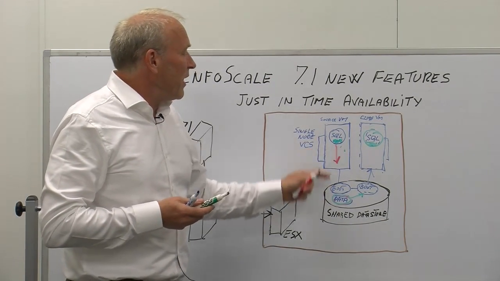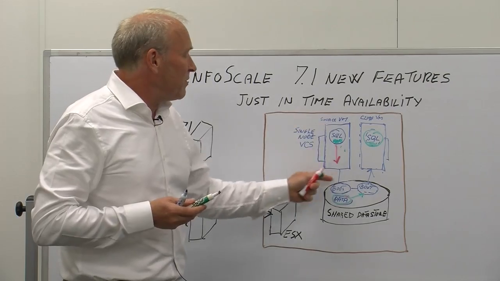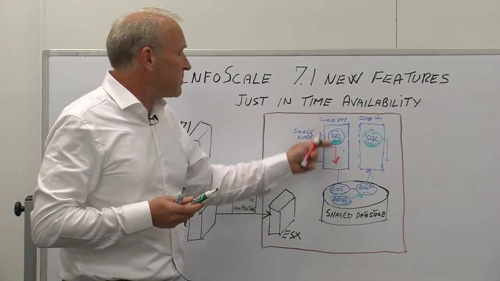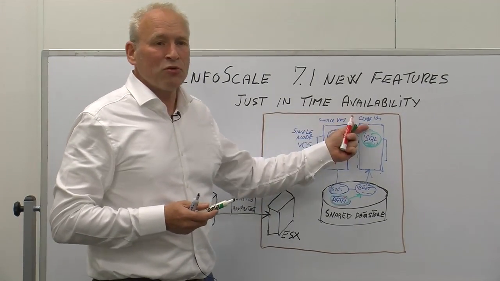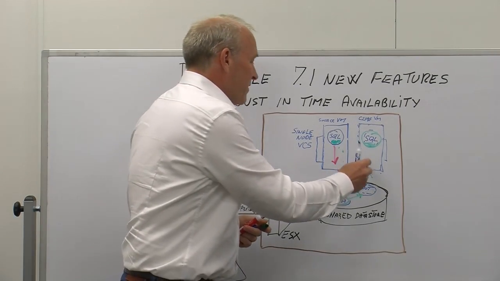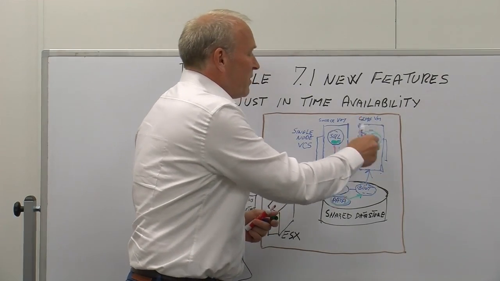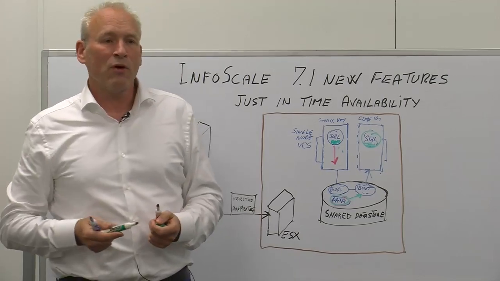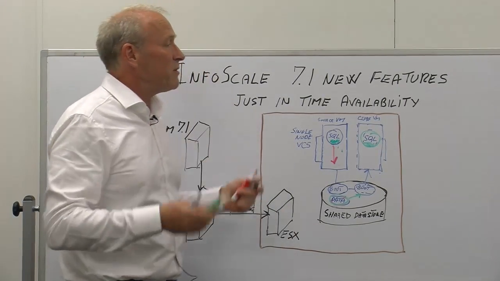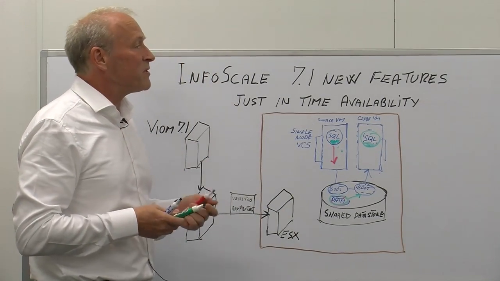When we're ready and we have upgraded or patched our source VM, then we're ready to do a failback. When the failback is done, we can easily go in and delete the clone VM or reuse it for something else. So that's really what just-in-time availability is about.